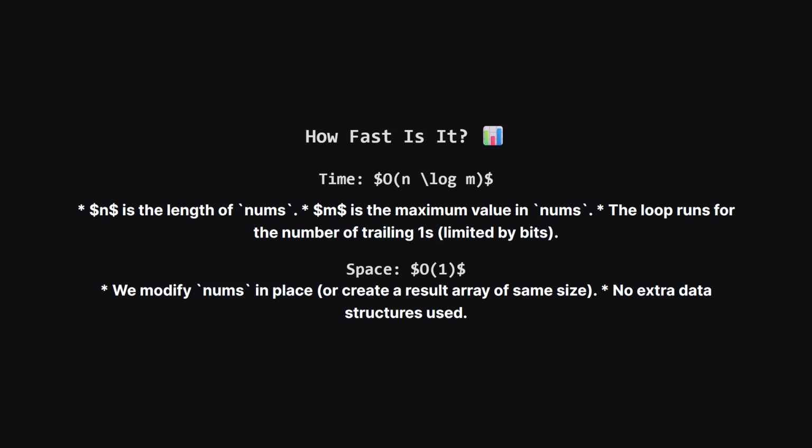So how fast is this? The time complexity is big O of n log m. Here, n is the count of numbers in our list, and m is the maximum value. For each number, we iterate through its bits, which is proportional to the logarithm of the value. Since the numbers fit in standard integers, this loop is very fast. For space complexity, it's big O of 1, or constant space, because we aren't using any extra hash maps or lists, we're just calculating the values directly.